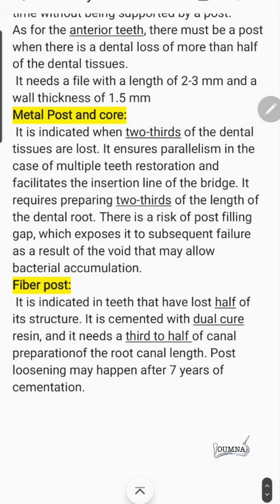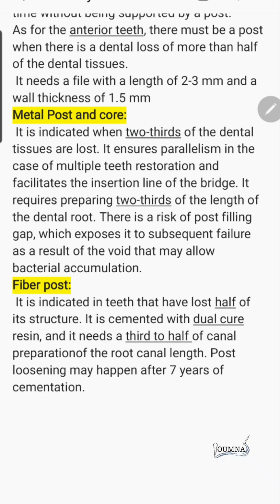Metal post and core. It is indicated when 2/3 of the dental tissues are lost. It ensures parallelism in the case of multiple teeth restoration and facilitates the insertion line of the bridge. It requires preparing 2/3 of the length of the dental root. There is a risk of a post-filling gap, which exposes it to subsequent failure as a result of the void that may allow bacterial accumulation.